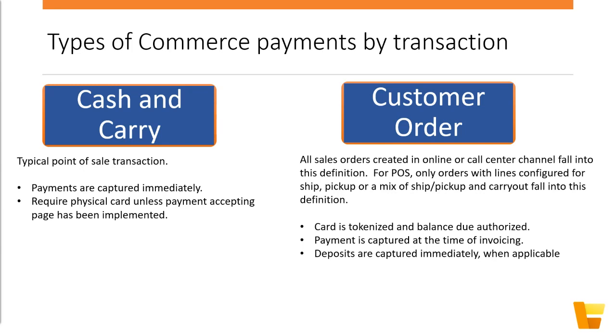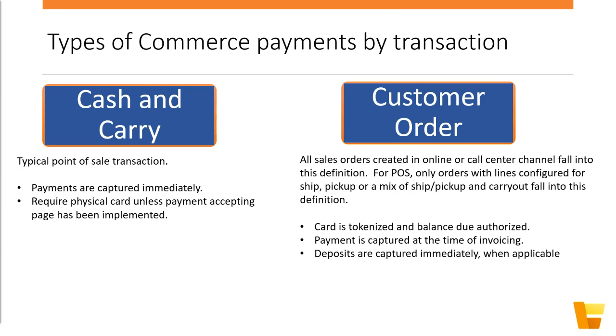So where a cash and carry is sort of one single transaction that happens within a few moments, a customer order can take place over time. All of our sales orders created in the online or call center channels fall into this definition, because there's a moment where an order is created, that you add lines or products to that order, figure out the delivery for that order, whether it's a shipping, pickup, or a mix of ship and pickup, or carry out in some cases, and then those orders or goods are fulfilled, or that order is fulfilled.